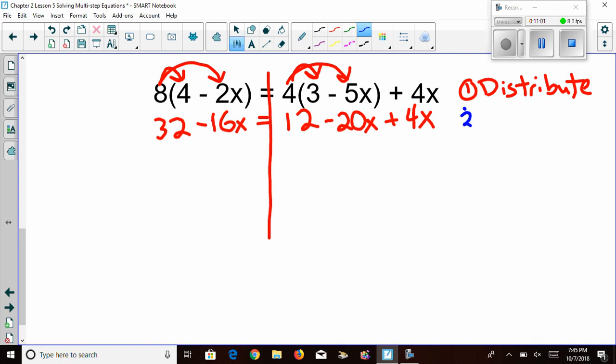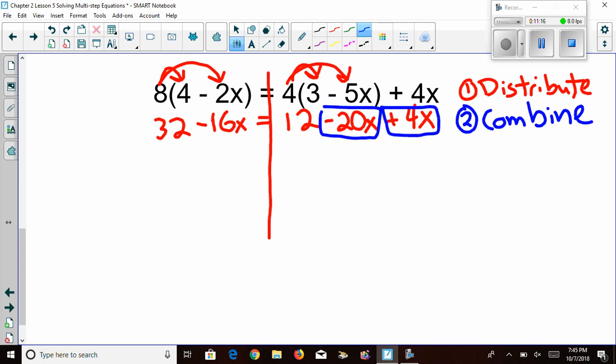Second, I should combine my like terms. On the left, I don't have any like terms, but on the right, I have this minus 20x and this plus 4x. I'll add those together. So now the right side will say 12 minus 16x. On the left is 32 minus 16x.